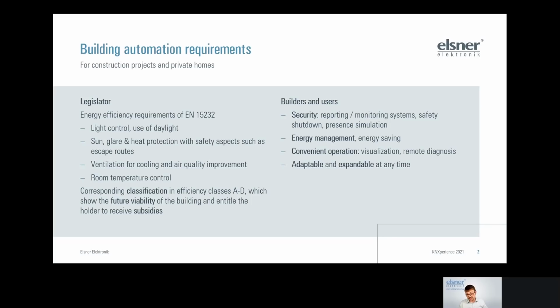Energy management in building automation. To put it simply, energy savings, energy efficiency. A high degree of automation fosters energy efficiency in buildings. Some more examples for that later on within this presentation. Convenient operation is key and can be used immediately as an add-on without additional integration. Visualizations and remote diagnosis. Clearly, a system has to be fundamentally adaptable and expandable.